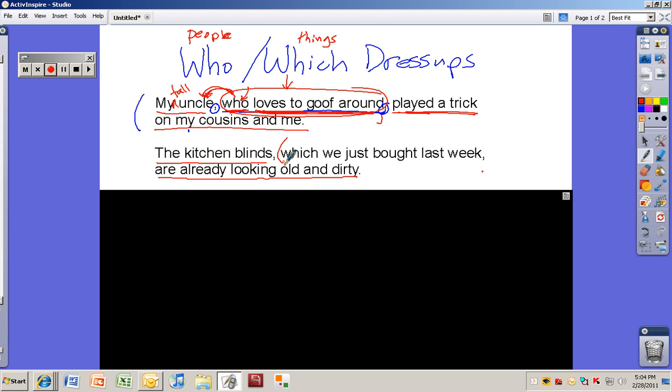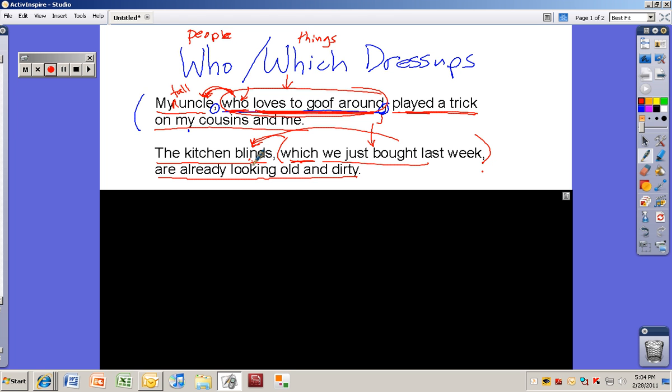Then I took this who, which clause right here, plopped it into the sentence, and gave you more information about the blinds in this. These who, which clauses always refer back to the last thing or last person that was in the sentence. So it says which here because the blinds are a thing, and so I use the word which with things. Notice how I spelled the word which.